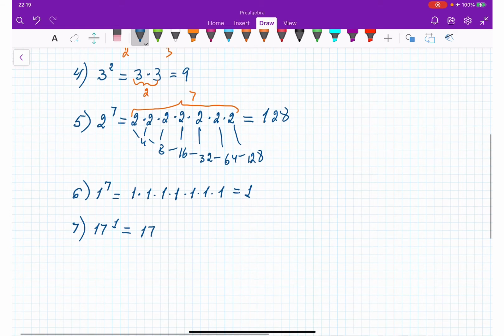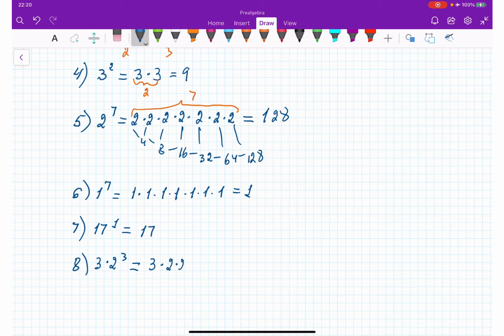Number 8, 3 times 2 to power 3. That means 3 times 2 to power 3, meaning 3 times 1, 2, 3, right? So this is 2 times 2 is 4, 4 times 2 is 8, and 8 times 3 is 24.